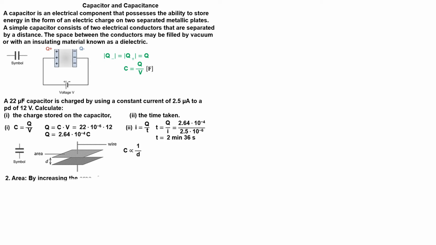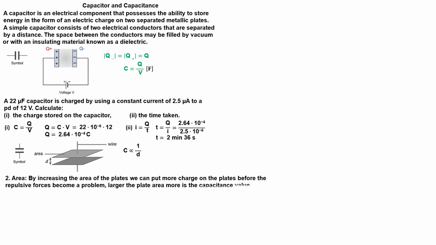Area. By increasing the area of the plates, we can put more charge on the plates before the repulsive forces become a problem. The larger the plate area, the more the capacitance value. Therefore, the capacitance is proportional to the overlapping surface area of the plates. Mathematically, it's given as follows.